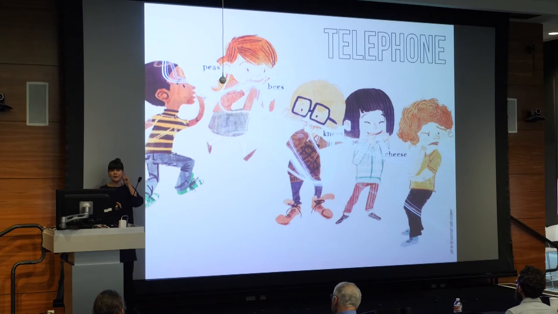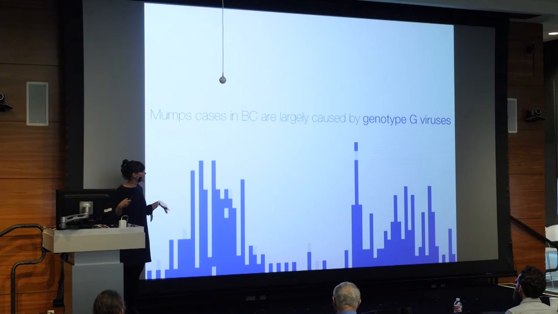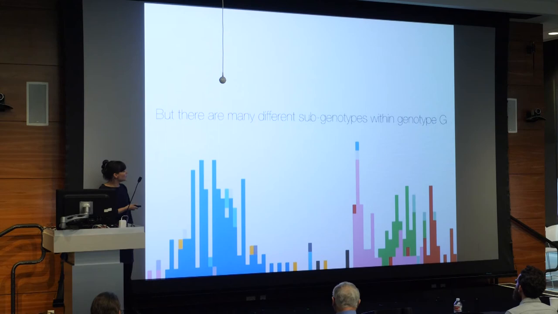This is some mumps work that we've been doing lately. Mumps has made a bit of a comeback, as you're probably all aware. This is a year of genotyping data, a year of DNA fingerprinting data from British Columbia. And genotype G viruses dominate. But if you break that down a little bit further and go one tier down, we're still not at the whole genome level yet. Using a more refined genotyping technique, we can see that what looked to be one continuous wave of genotype G viruses are actually multiple independent outbreaks.